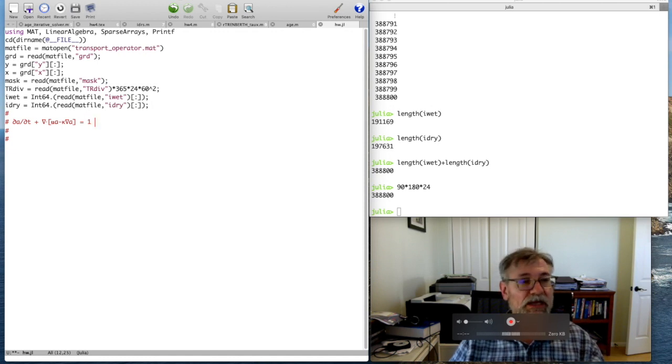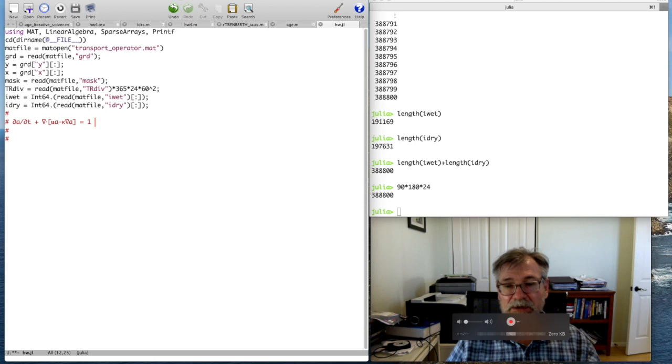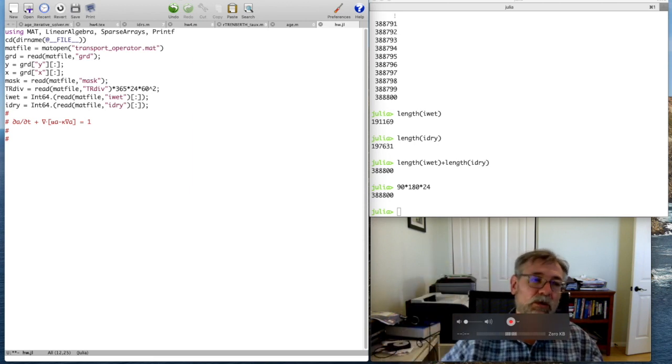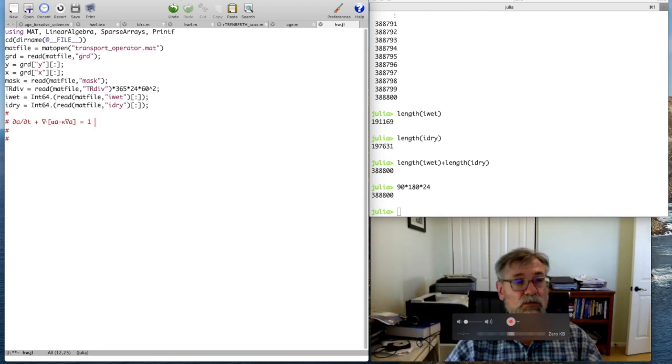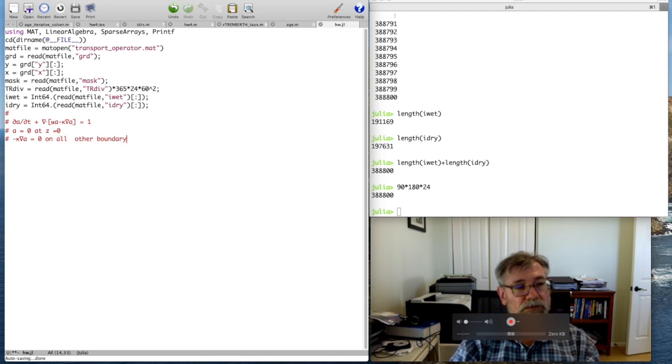Now, for the water parcels, some water parcels die or they're born, and that happens when the water is in the top layer of the model. So when the water touches the surface, its age is instantly reset to 0. And so we have a boundary condition that A is equal to 0 at z equal to 0. And everywhere else, the boundary condition is that the diffusive flux of A is equal to 0, so on all other boundaries.